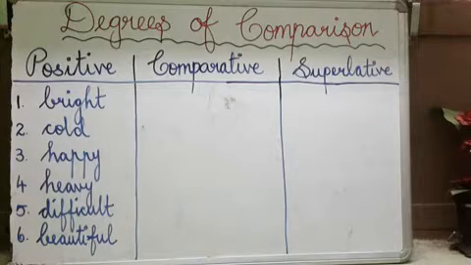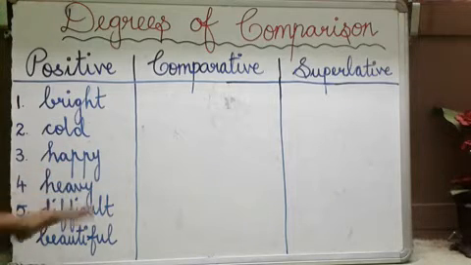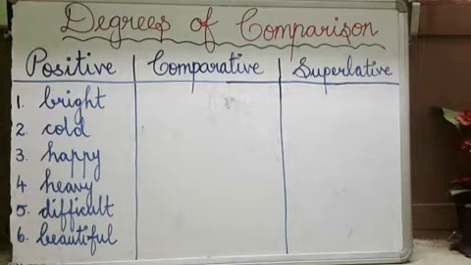Hi children, today we are going to learn a new lesson, that is degrees of comparison. In this, adjectives of quality are used for making these degrees of comparison, which are positive, comparative and superlative. I have brought you some adjectives here with which we are going to form the comparative degree and superlative degree.